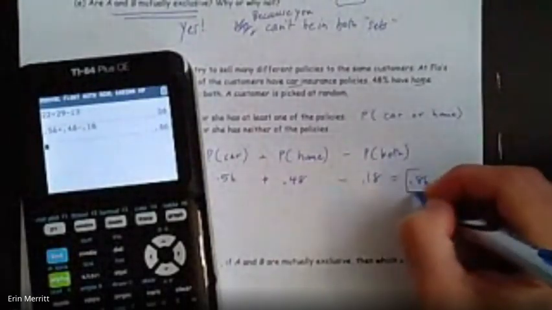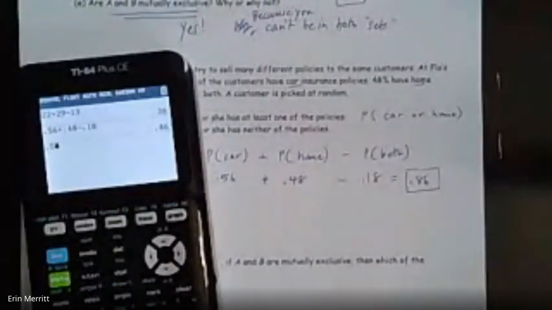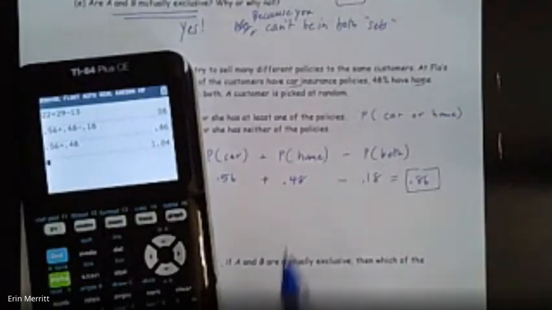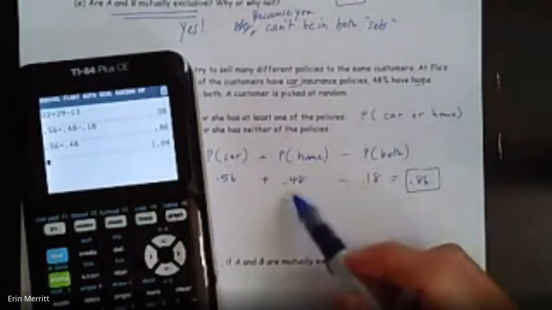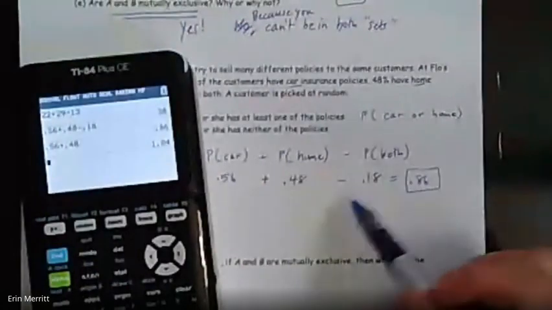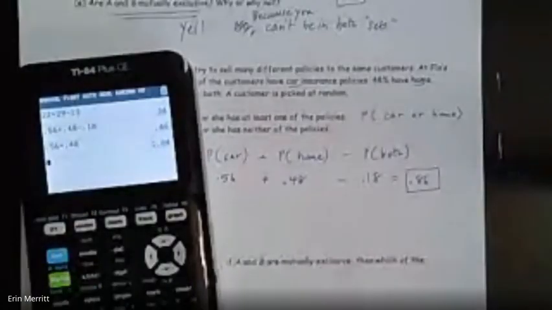And now something cool actually would have happened in this question that would have tipped you off anyways. If you just do 0.56 plus 0.48, it'd be over 1. You can't have a probability over 1. So that would have hopefully made you realize, oh, I'm counting people twice, or there are people in the overlap. I should probably get rid of that. And there you go. That's it.